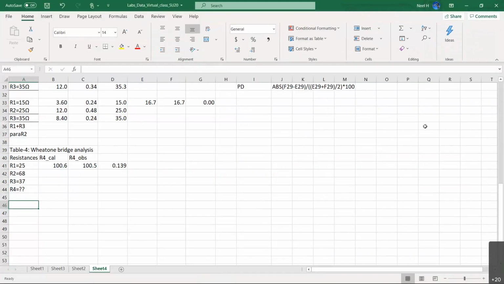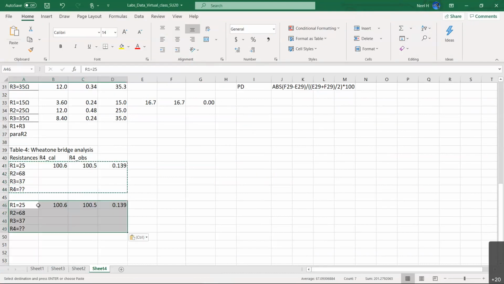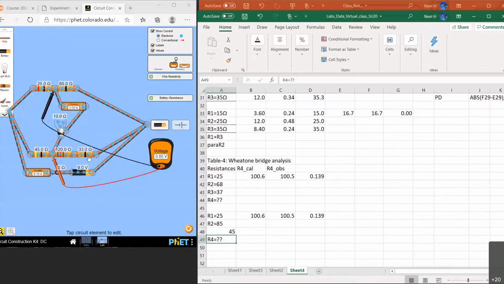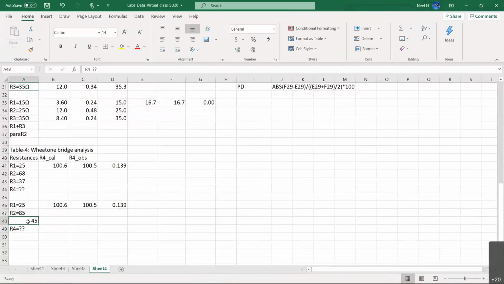The second line, same calculation. Let's copy paste this one here. The only difference is that the second one is now 85 and 45. For 85, 45, the measured value I'm getting is 153. That's what I got. You can write down the number you see. Okay, R3 is 45. Let's do this calculation then.